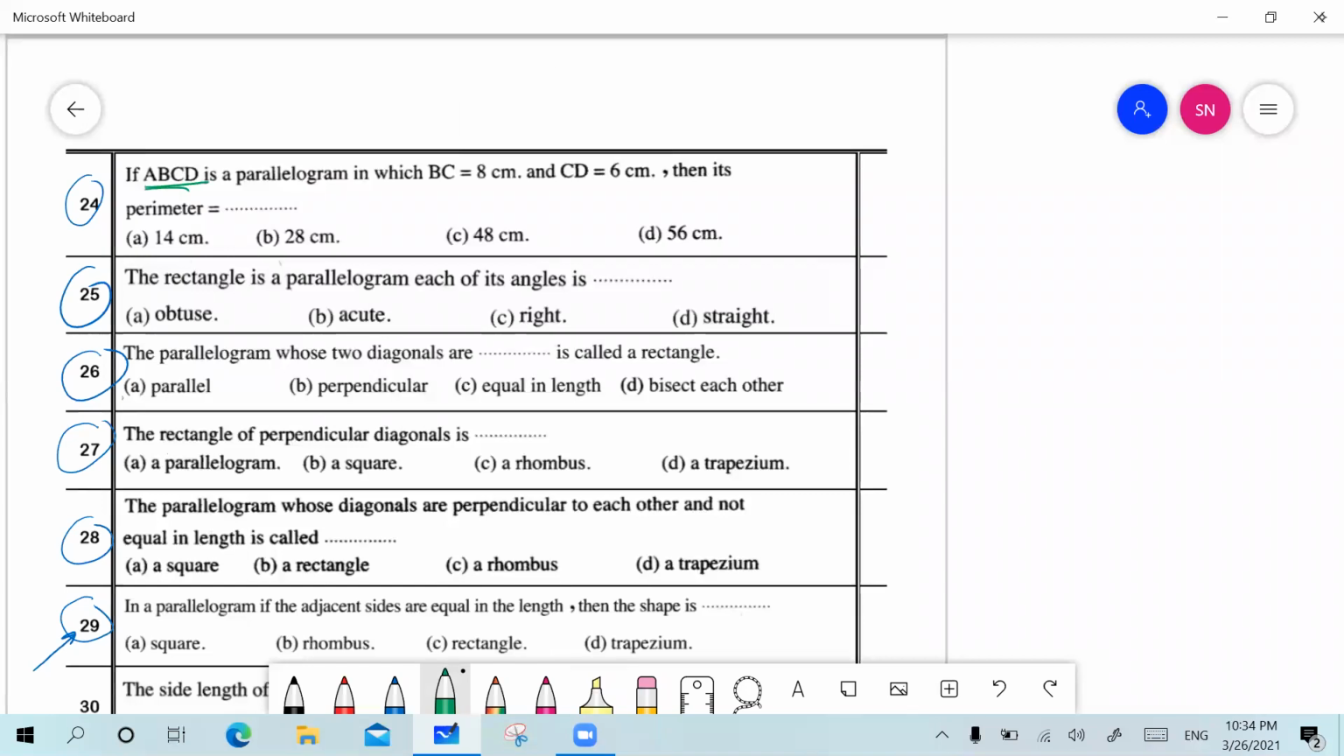ABCD is a parallelogram in which BC equals 8 and CD equals 6. Then its perimeter is equal to? Judy? I'm going to do 8 plus 6, times 2, which equals 28 centimeters. Yes. So the perimeter of a parallelogram is the sum of two consecutive sides times 2. Thank you, Judy.